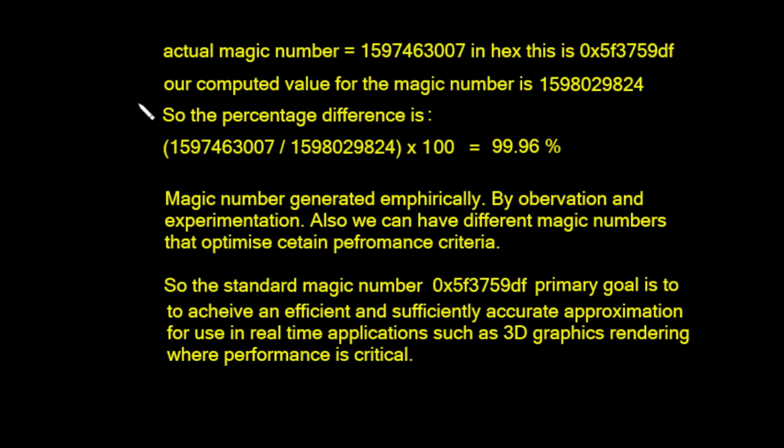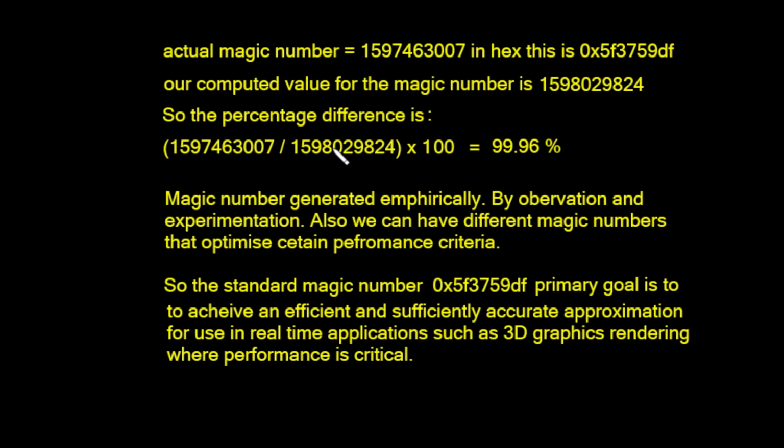So the actual recognized magic number in hex is this one here, and this is the one that you'll tend to find if you go looking for it online. Now the actual integer equivalent of this is this number here. So we've got our actual computed magic number from here. So if we were to look at a percentage difference, we could put the actual number divided by our number times 100, and you can see we're accurate to within 99.96% of the actual value.